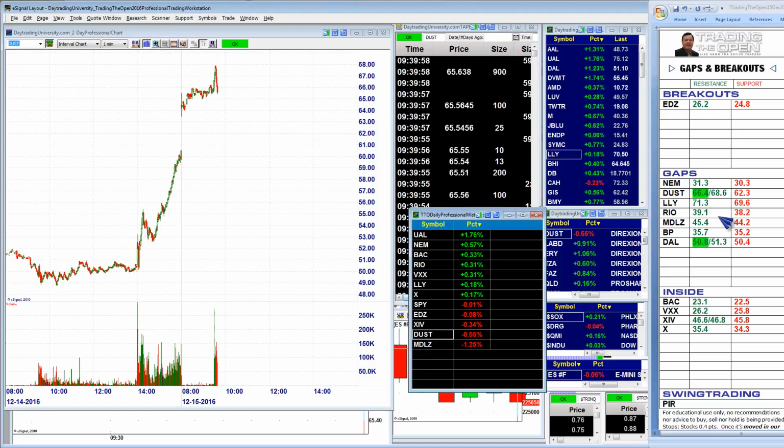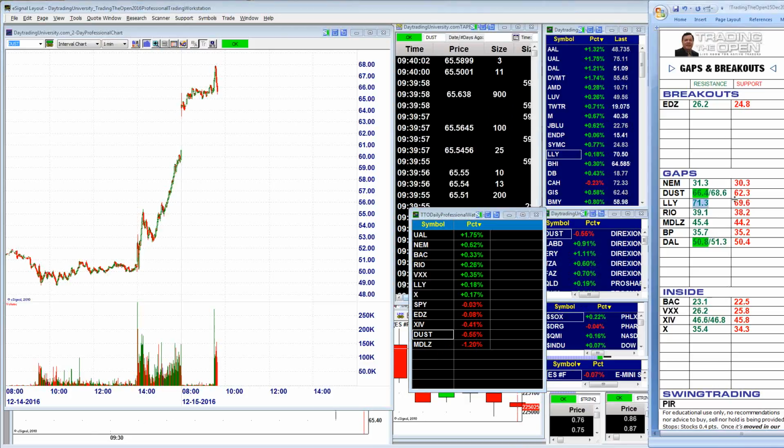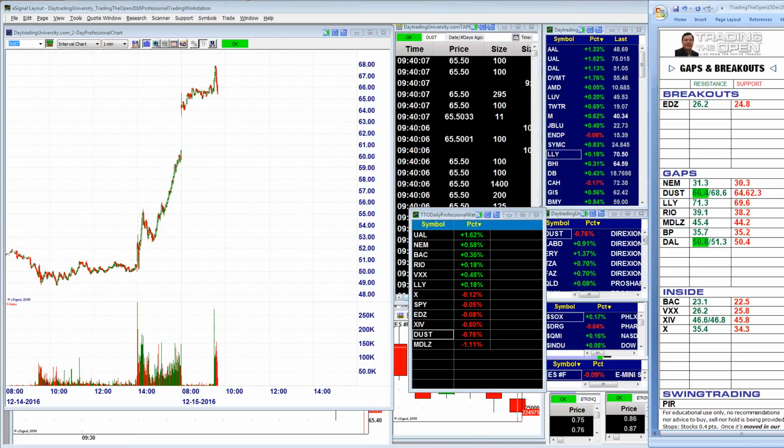Anyway, let's see what else is in play. DUST, the short trigger is 62.30. You probably want to play that a little tighter. Let's go a little lower than the 65. Let's do 64.8 as the first short trigger in DUST.